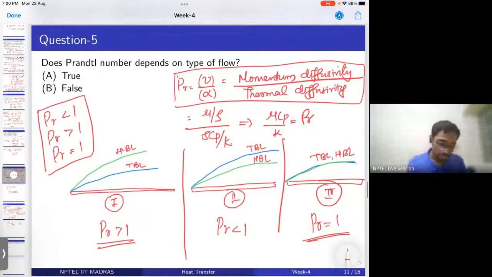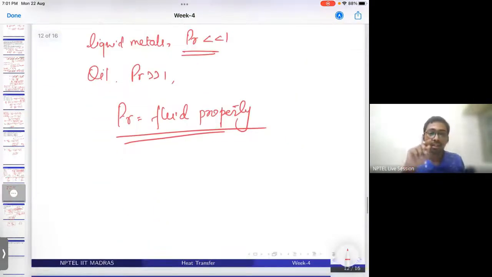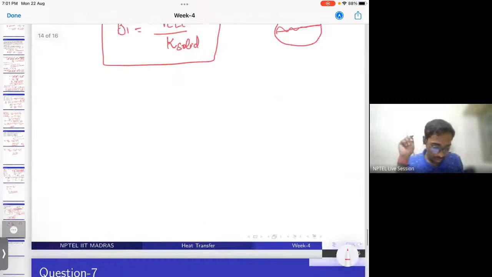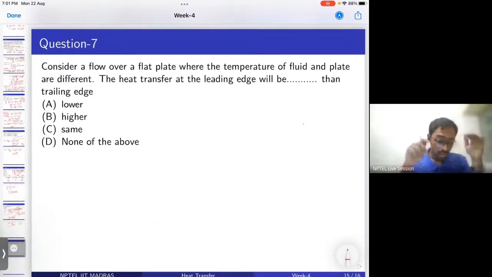So the answer to this question is false. The Prandtl number does not depend upon the type of flow, but it can be a function of temperature. Okay. So we will go to the last question. Consider a flow over a flat plate where the temperature of the fluid and plate are different. Heat transfer at the leading edge will be less than the trailing edge.